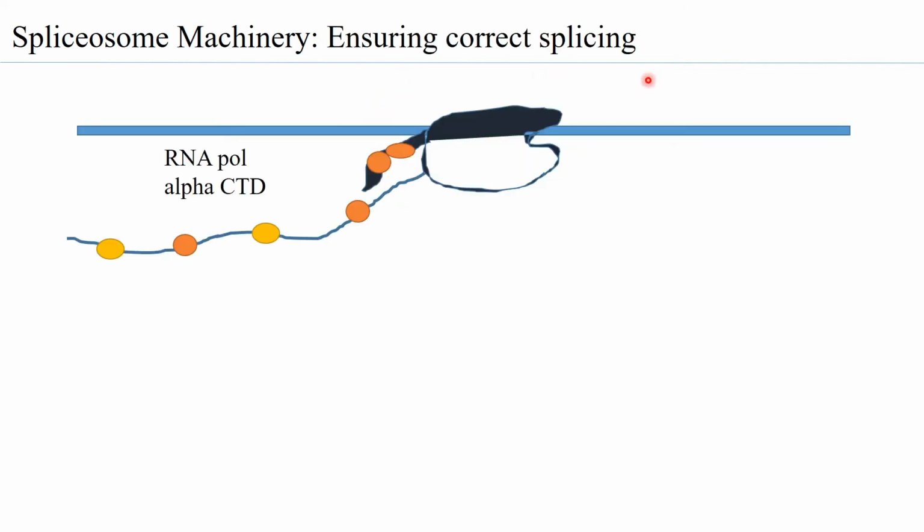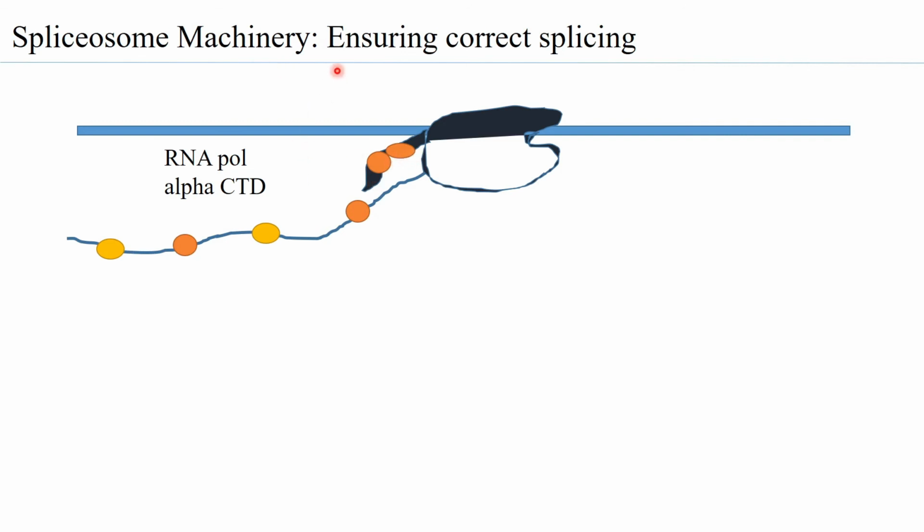Now, what ensures that the splicing is correct? There are two means by which it is ensured. One is, we already know that the alpha CTD tail of the RNA pol plays a very important role in regulating the RNA processing events. When the 5' cap has to be added, the three enzymes for the 5' cap are added to the alpha CTD thanks to the kind of phosphorylation that happens at the serine.